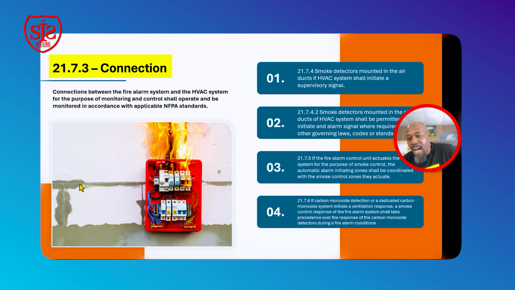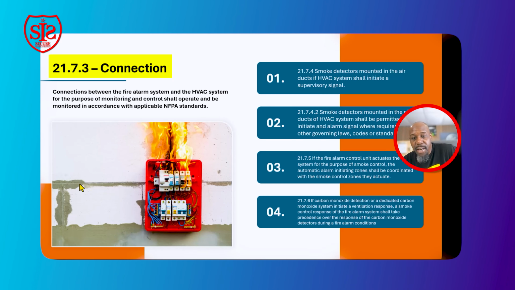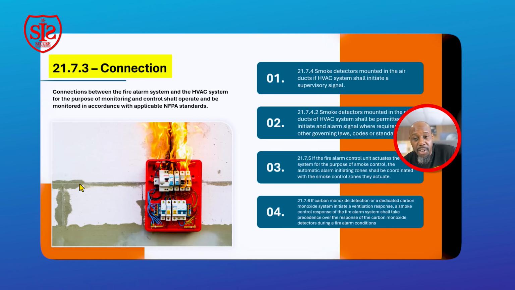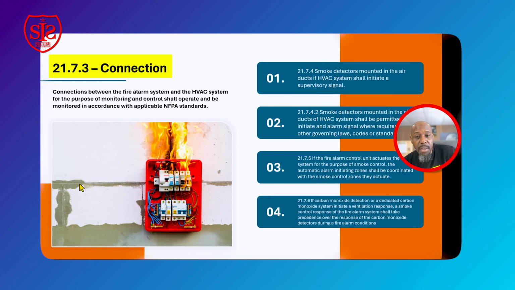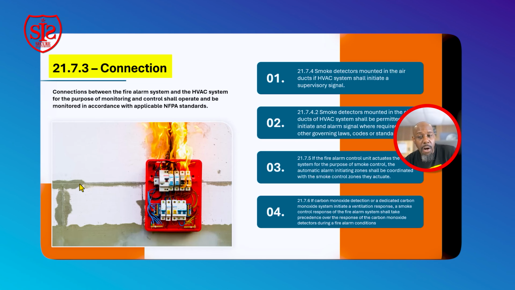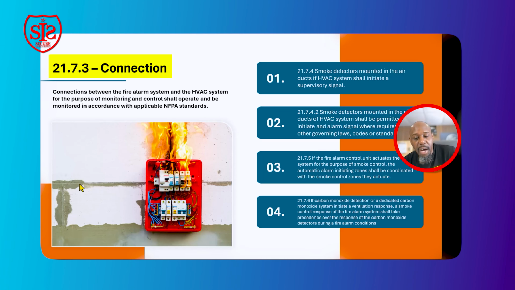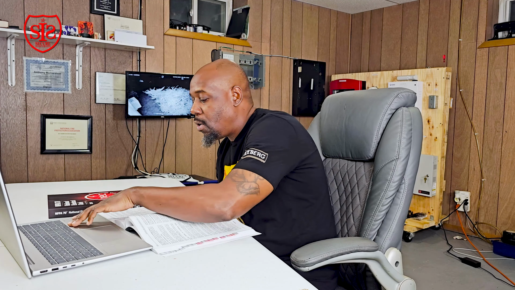21.7.6 If carbon monoxide detection or a dedicated carbon monoxide system initiates a ventilation response or a smoke control response, the fire alarm system shall take precedence over the response of the carbon monoxide system during a fire alarm condition. So it's telling you that the smoke detector will take priority if that goes into alarm, in addition to the carbon monoxide detector, if the CO detector goes off first.